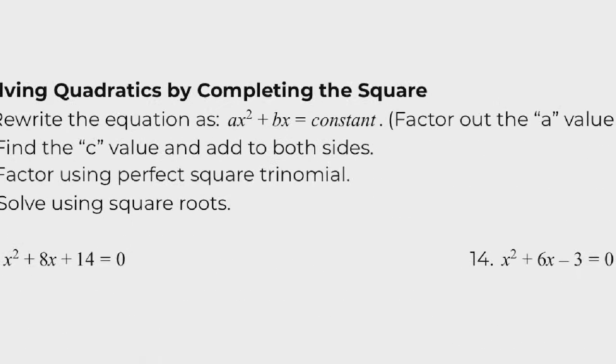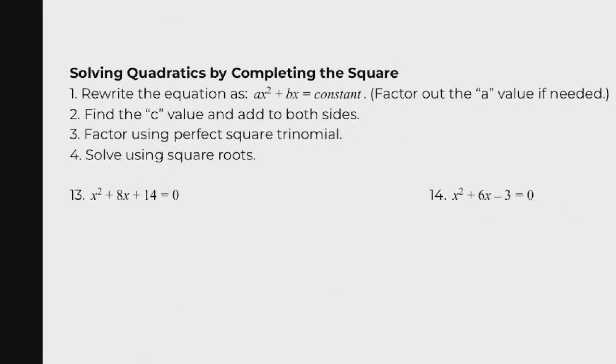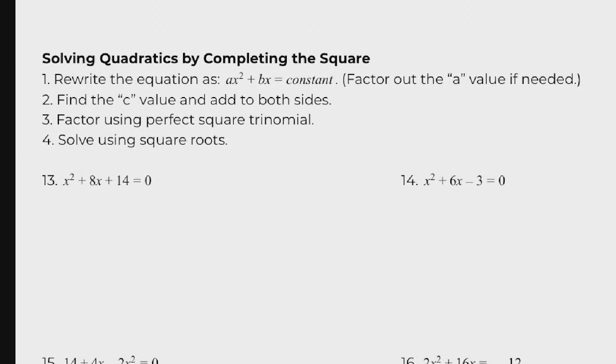In the next section, we're going to solve by completing the square. So we want to first rewrite the equation as ax squared plus bx equals the constant. So all the x's on one side and the number on the other side. And we can only complete the square if a is 1, so we want to factor out the a value if needed. Then we want to find the c value that we want to add to both sides, and then factor using perfect square trinomials, and then solve using square roots.